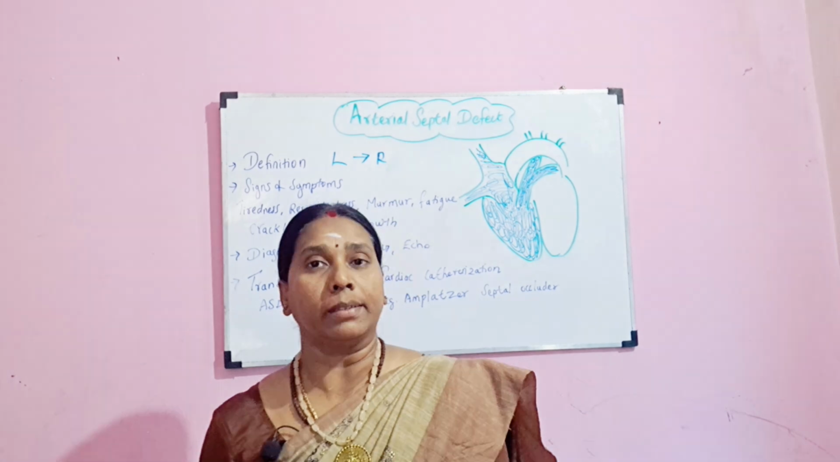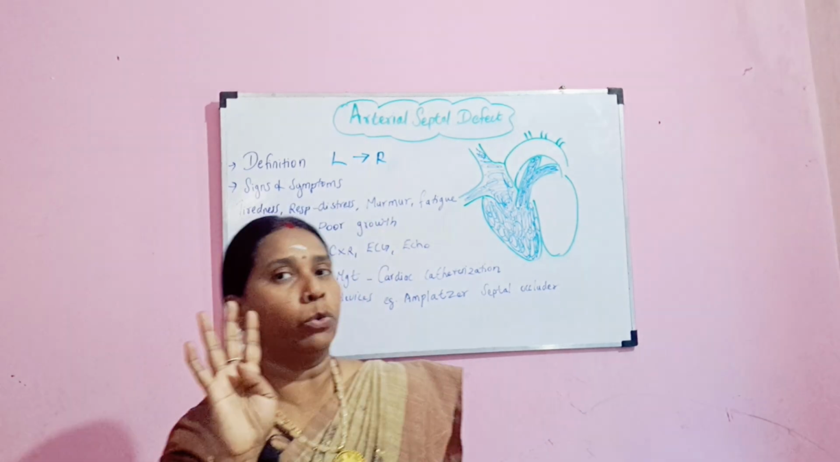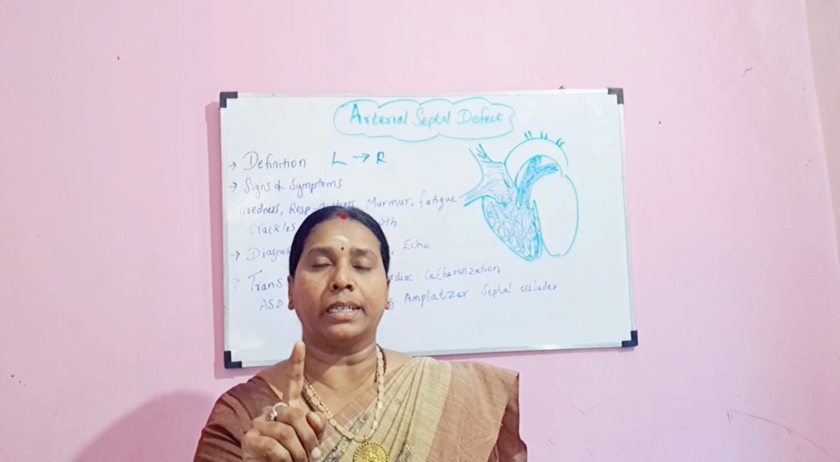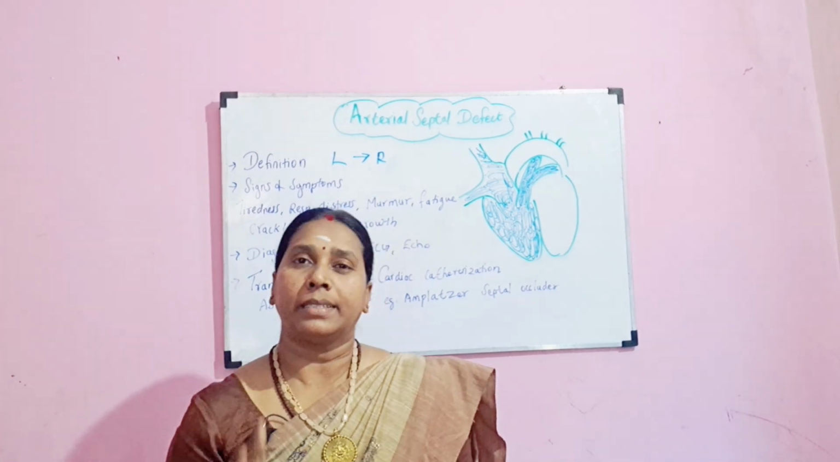So in acyanotic heart disease, we have four conditions. Today we are going to discuss the first condition, that is atrial septal defect.